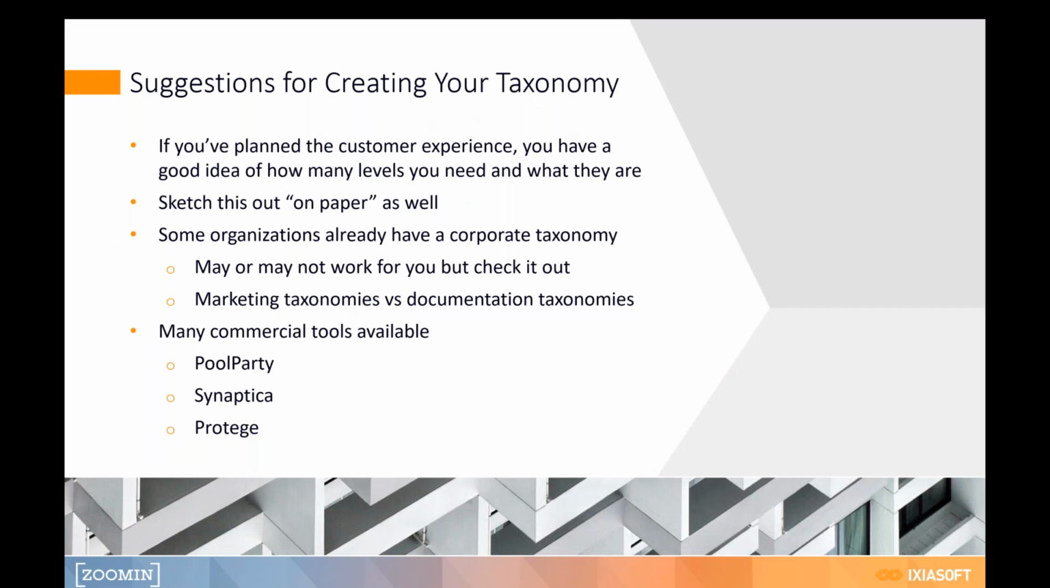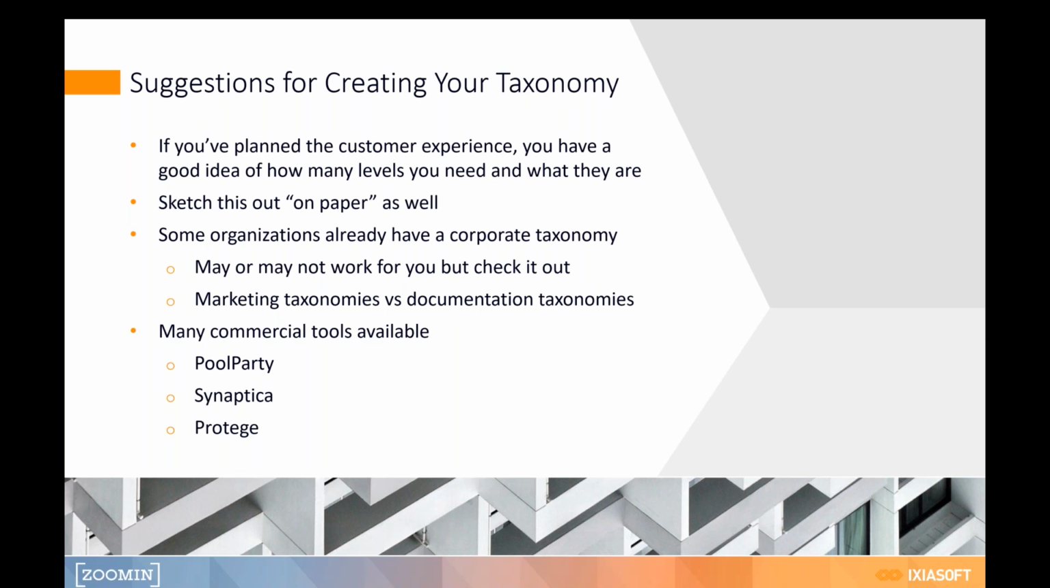If you've already done your customer experience planning and you know where you would like your customers to start when they first come to your site, and then where they're going to go after that, and then where after that, then you probably already have a good idea of how many levels you need. Obviously you don't want to force your customers to keep drilling down and drilling down, so you probably don't want a 15-level taxonomy. I would say somewhere between 4 and 7 levels is probably optimal. It's a good balance between specificity and usability.